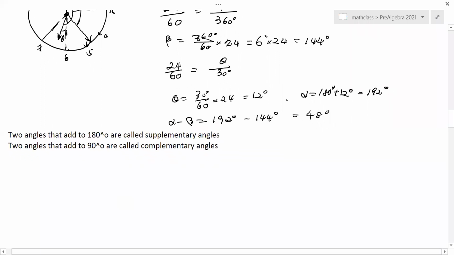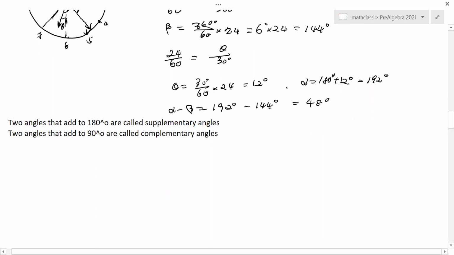Two angles that add to 180 degrees are called supplementary angles. Sometimes it's hard to memorize. What's the difference between supplementary and complementary? So if you have angles, this is alpha, this is beta. Okay, so this is supplementary: alpha plus beta equals 180 degrees.